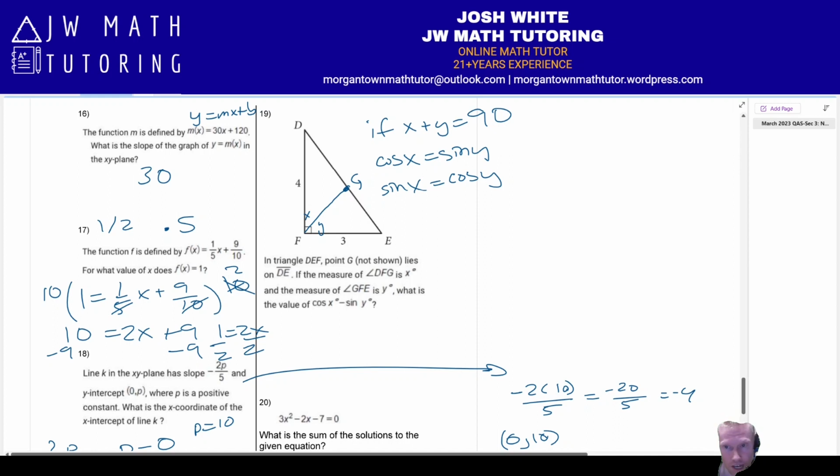The reason that works out is because if you think about it, say here's a right triangle, and say this is like 40 degrees, and say this is 50 degrees, right?